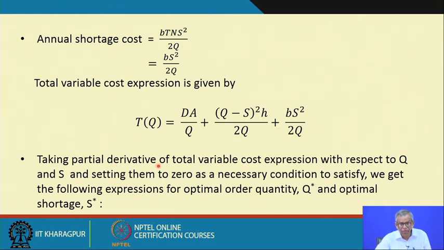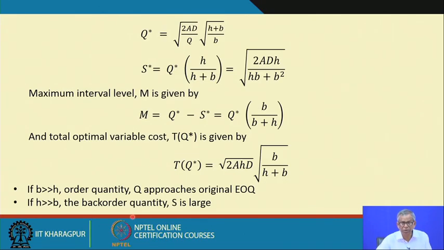Taking the partial derivative of the total variable cost expression with respect to Q and S, and setting them to 0 as a necessary condition to satisfy, we get the following expressions for the optimal order quantity Q star and the optimal shortages S star. That means these are planned shortages. So you have these two expressions. Please follow the steps. I have not written all the steps. I am sure you will be able to get these expressions by taking partial derivatives with respect to Q as well as with respect to S.